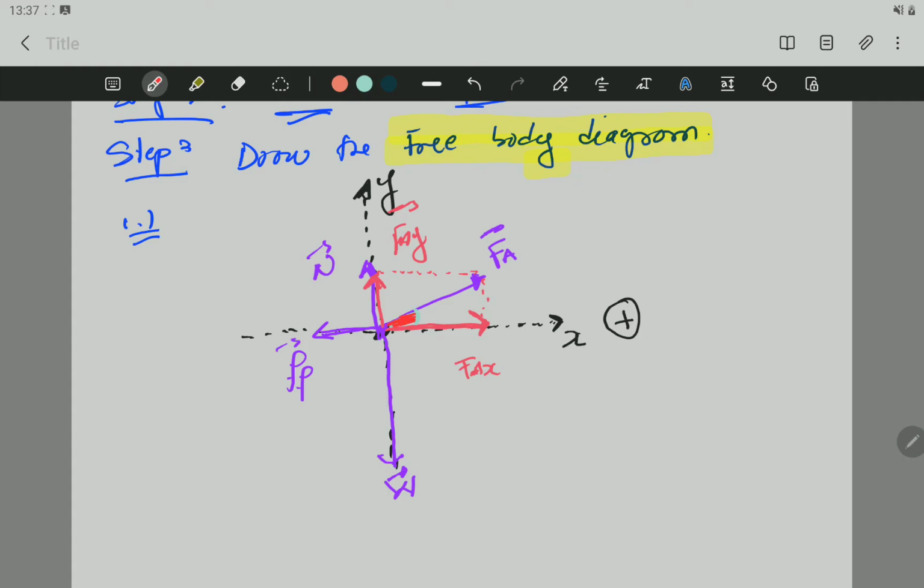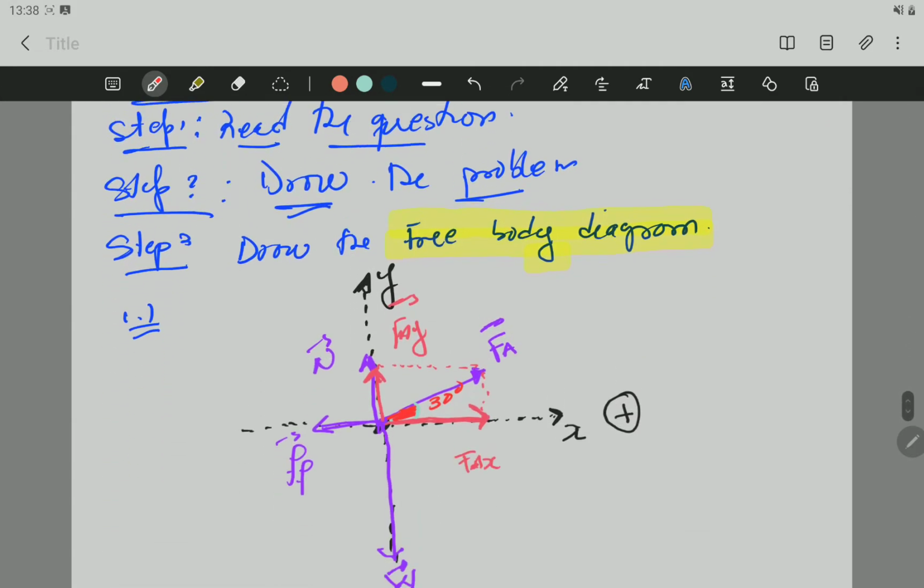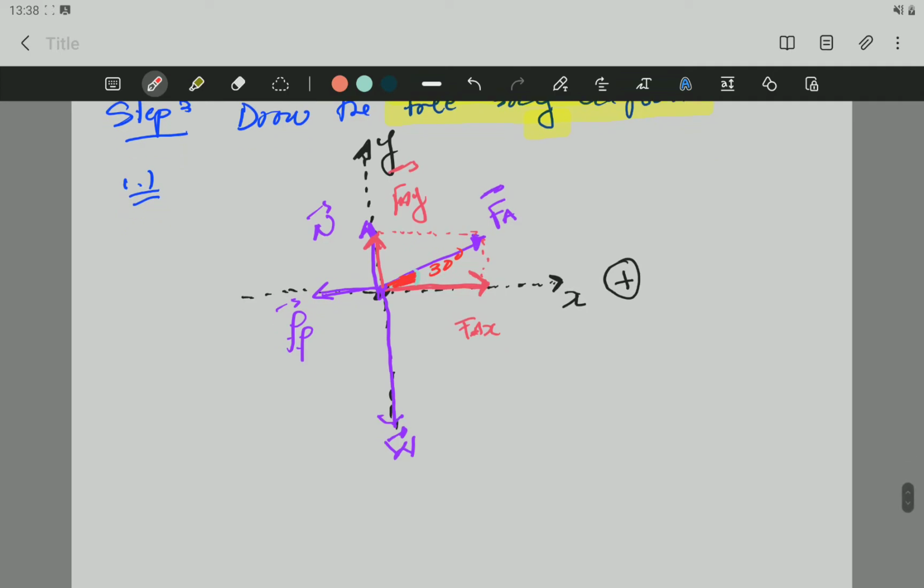This angle here is going to be 30 degrees. It is given to you in the question. So now we have forces on the x-axis and forces acting on the y-axis. Okay, so we now know the free body diagram. This is very important. I recommend you do the free body diagram all the time, even if the question does not ask you to do so.